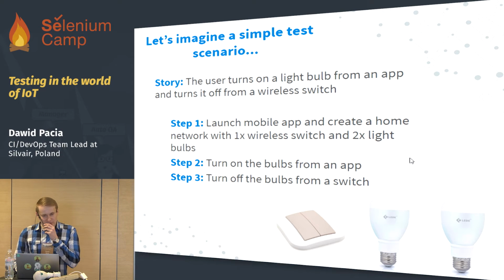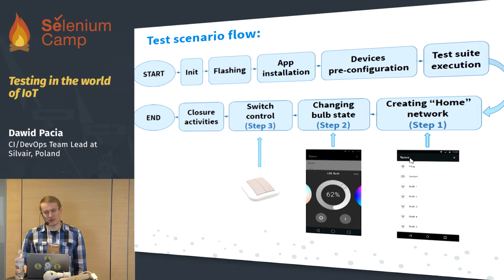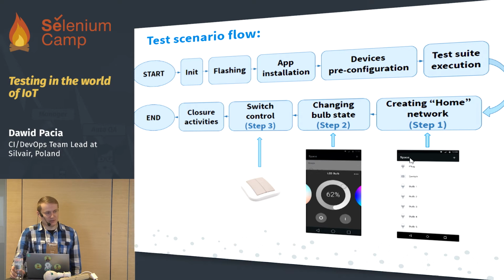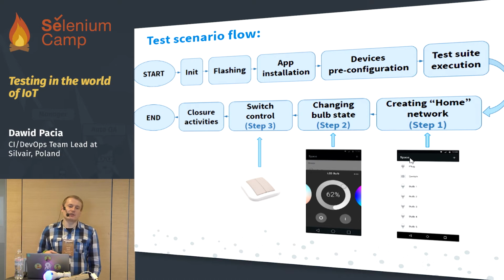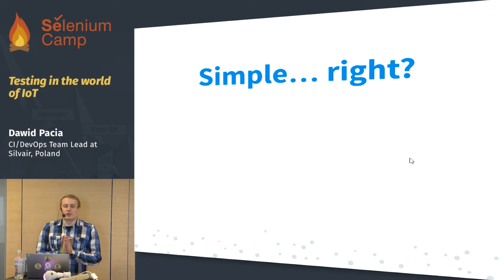Okay, so it looks really simple, because what could be hard about turning a bulb on and off? And the scenario looks like that. We want to use the application, and I think everyone knows how that works. We are using Appium. Flashing, I mean, always being up to date with the current firmware. So like software, but we have to update the real device. And then the real test flow. So configure the network, change the state once, and then change the state a second time, this time using the switch. Okay, so it looks really simple, yeah?